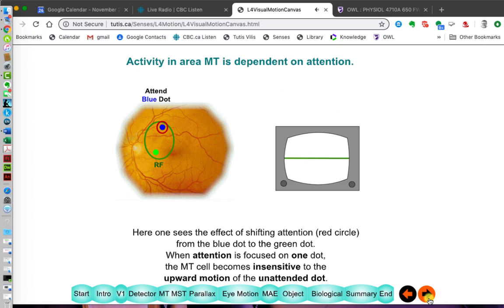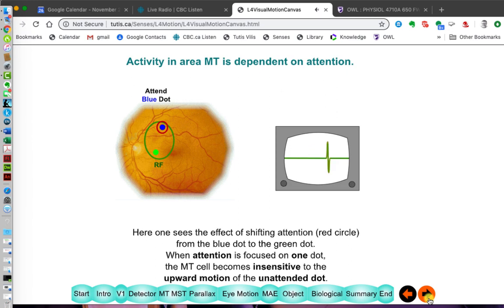What happens when we have two little dots and they move in opposite directions, but we ask people to switch where they're looking? So in this case, we're following the blue dot, and it's sensitive to up, and so it's firing. Now we put our attention to the green dot. It's moving up, and it started firing. But the blue dot is now moving down. And now it's moving up, okay? But now it's quiet.